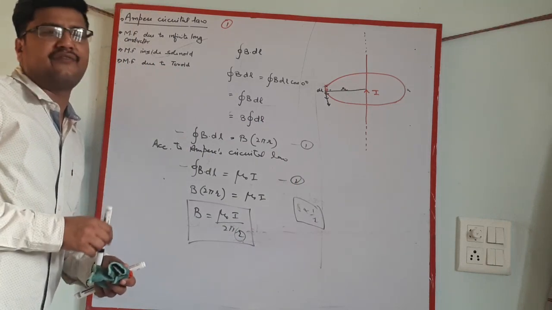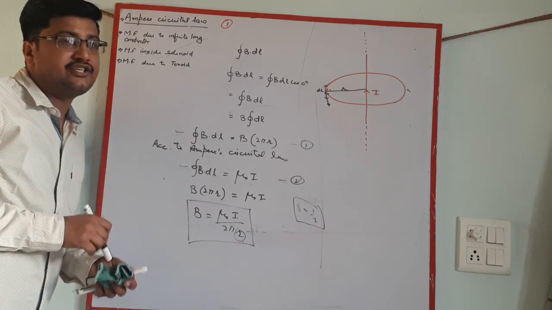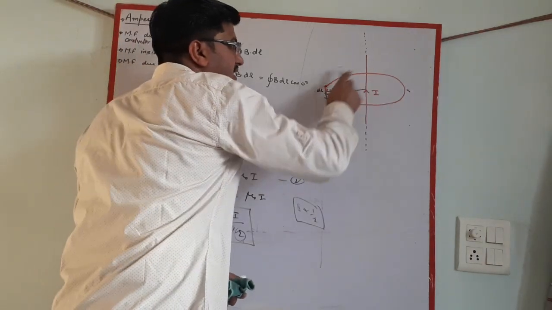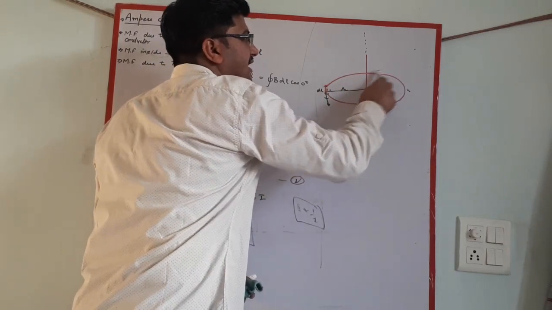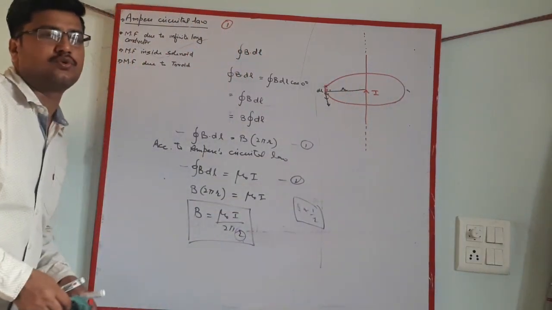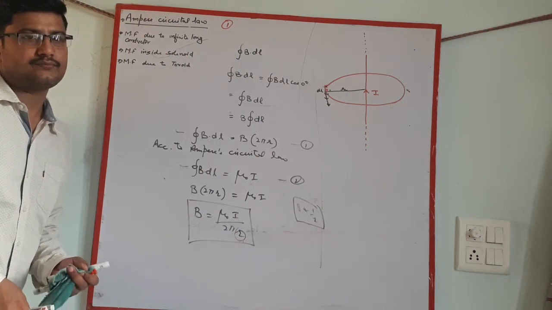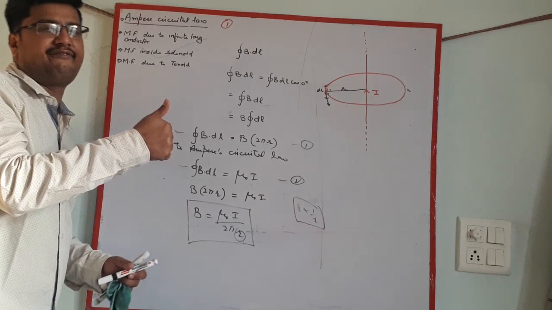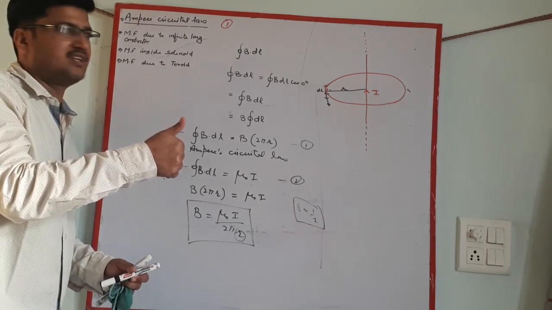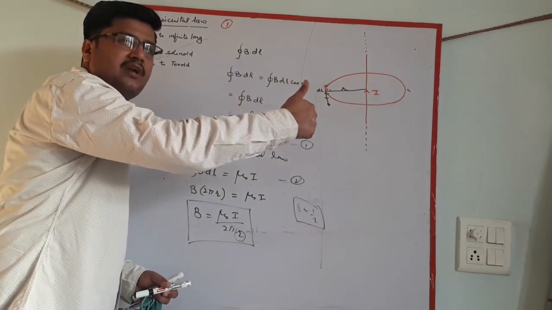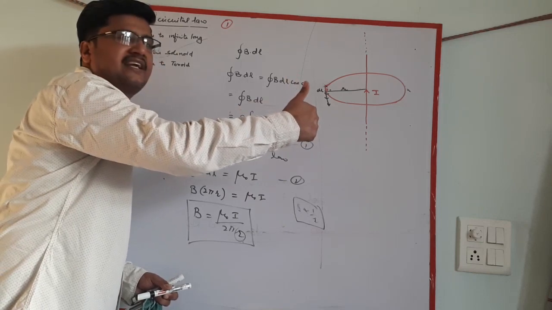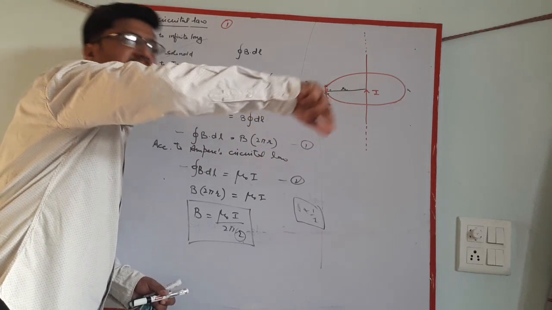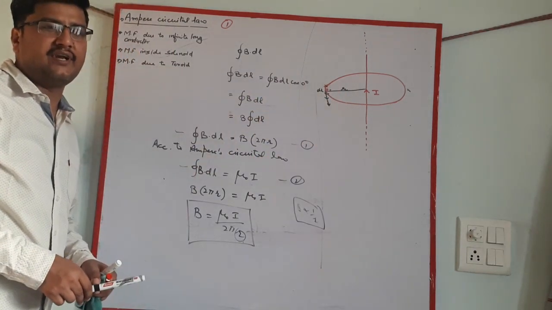Second, the direction of the field is tangential to the loop. Wherever you check, the direction of the magnetic field will be tangential to the loop, and the direction of the magnetic field will be given by the right hand thumb rule. Hold the conductor in your right hand, so the thumb represents the direction of the current, then the curl of the fingers represents the direction of the magnetic field.